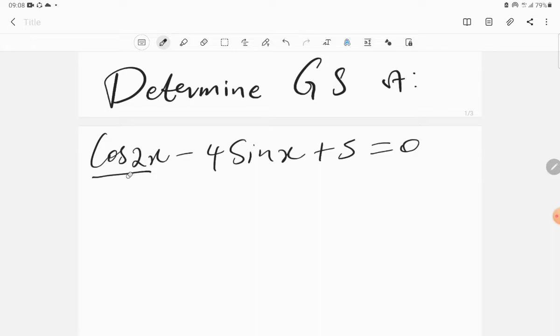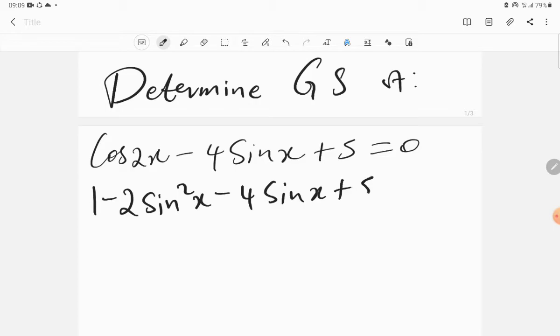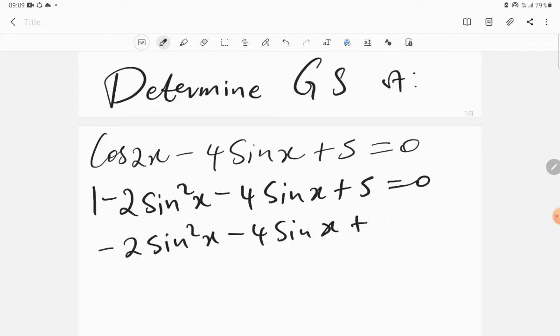Changing this one is going to give us 1 minus 2 sine squared x, then minus 4 sine x plus 5, and this is equal to 0. So what we do, we collect the like terms and we have negative 2 sine squared x, then minus 4 sine x, then plus 6 is equal to 0.